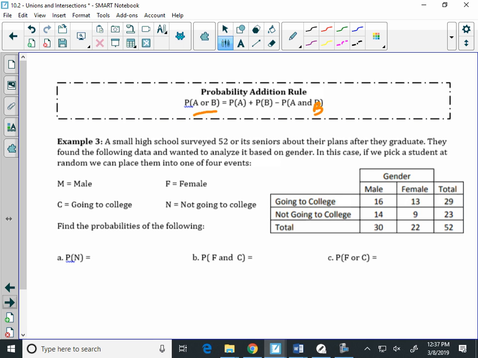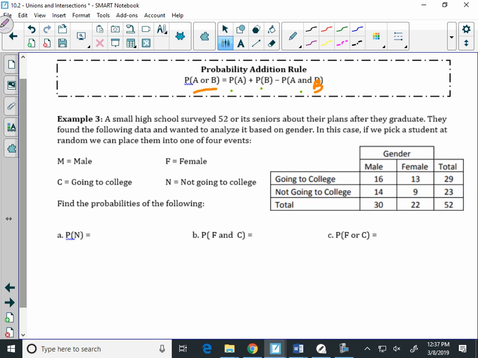Okay, when you see the word or, you should automatically be thinking, I need to use this formula. How I like to think of the formula, it's probability of the first thing plus the probability of the second thing minus probability of both things happening. Okay. Whenever you see the word or, we're using this formula. So we'll take a look at some examples of it.